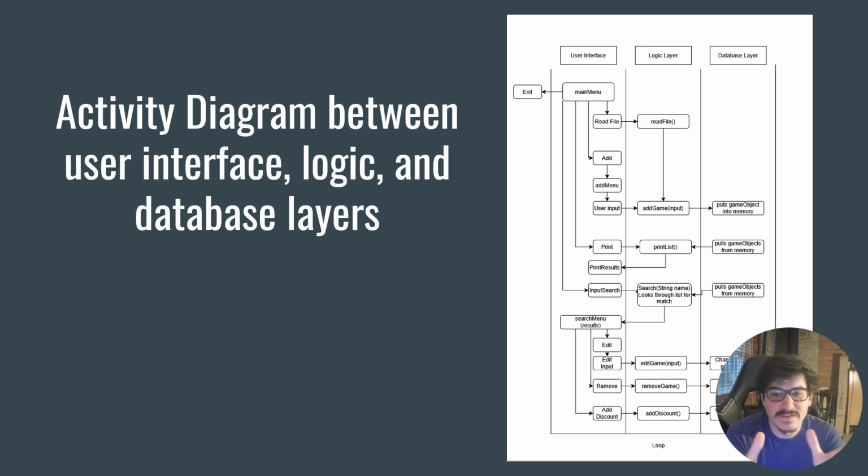So this is just a diagram to show how each layer of this project is going to be communicating with each other. I have the user interface. That's going to be where the input handler is going to be working between there. The logic layer, that's going to be more the game list area. And then the database layer, that's of course going to be the linked list for now.